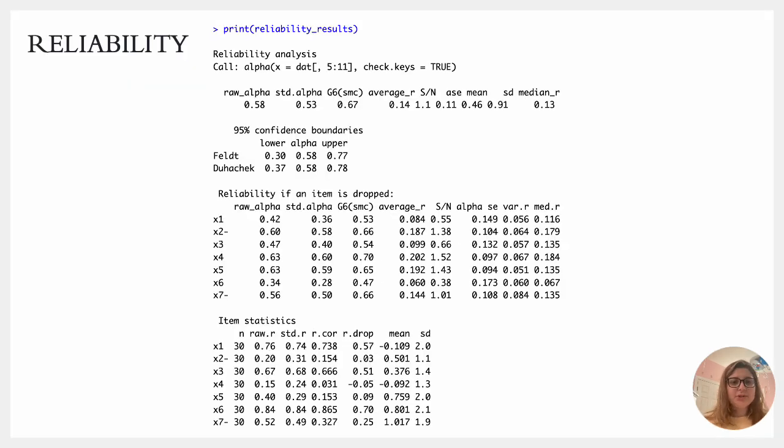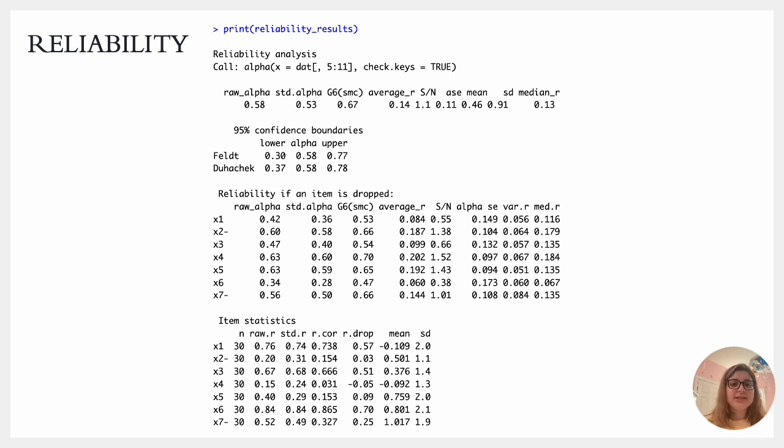Okay, so now I want to talk about reliability, and here we are looking at the results of our x variables, the reliability of our x variables. So first we have our raw alpha, which is our Cronbach alpha coefficient. We have a value of 0.58, and this is suggesting moderate reliability.